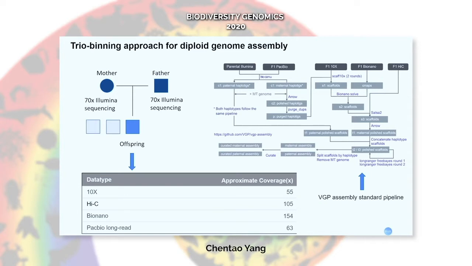The right figure shows a VGP standard assembly pipeline, which I am not going to talk about in detail, but in brief, the long reads need to be binned into two haplotypes by unique k-mer sites from maternal and paternal shotgun reads. Then, two haplotypes will be assembled independently, and after several rounds of polishing and scaffolding steps using 10x, Hi-C, and Bionano data, the final haplotype assemblies will come to the end.